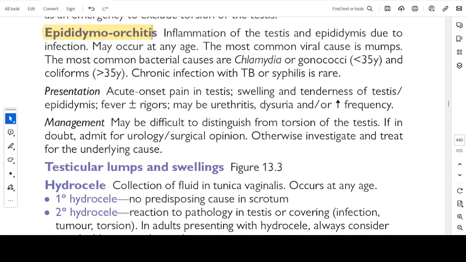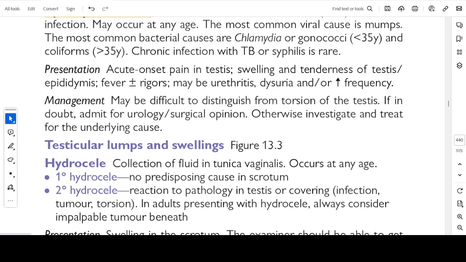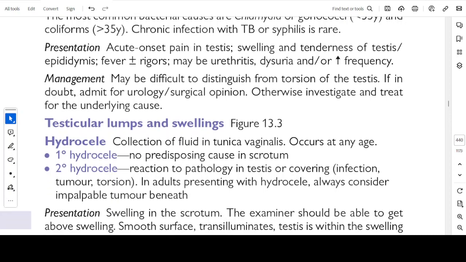Presentation: acute onset pain in the testis, swelling and tenderness of the testis or epididymis. Fever plus rigors, there may be urethritis, dysuria or increase in frequency of urination. Management: may be difficult to distinguish from torsion of the testis. If in doubt, admit for urology or surgical opinion. Otherwise, investigate and treat for the underlying cause.